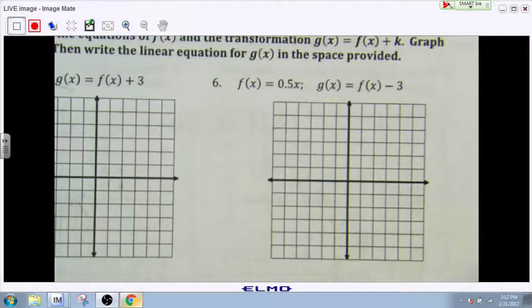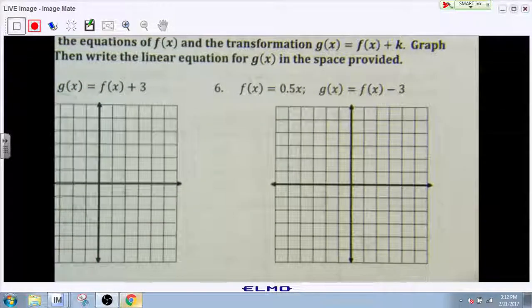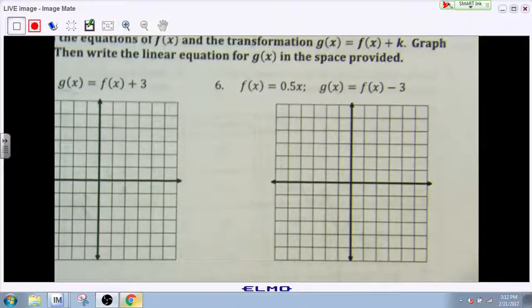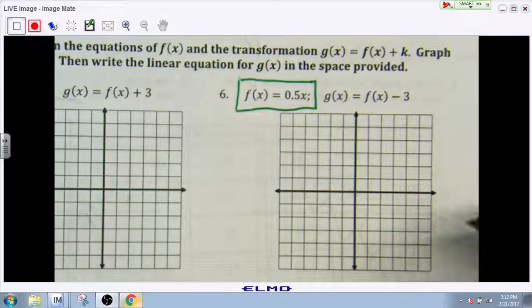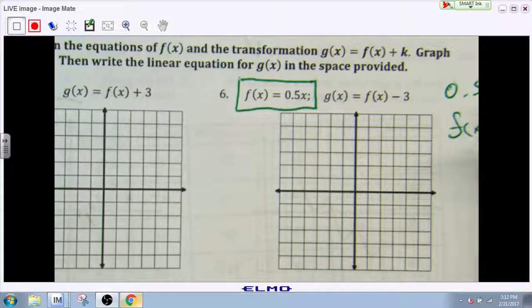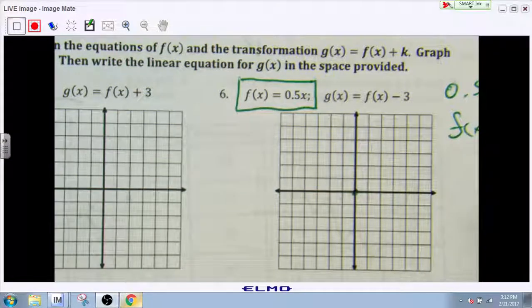Okay. So here we're given an f of x, we're given a g of x, and we're being asked to graph them. So I start out with f of x is 0.5x. Well, when I see 0.5, I immediately want to turn that into 1/2. So all I have is f of x equals 1/2 x. I start at 0 because I have no number being added here.